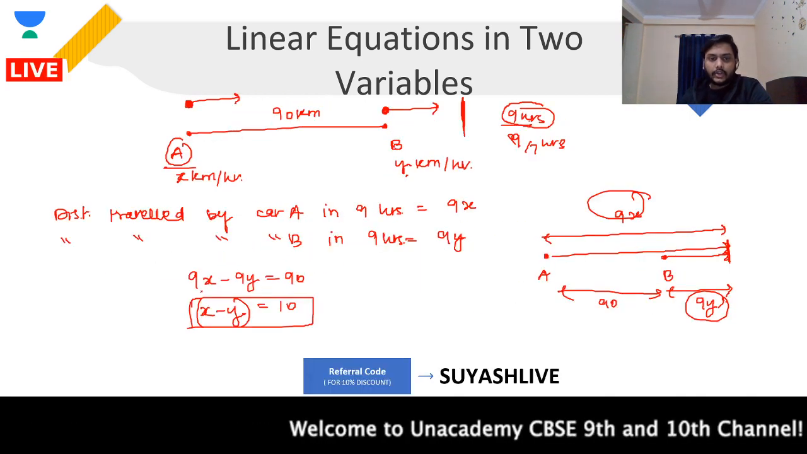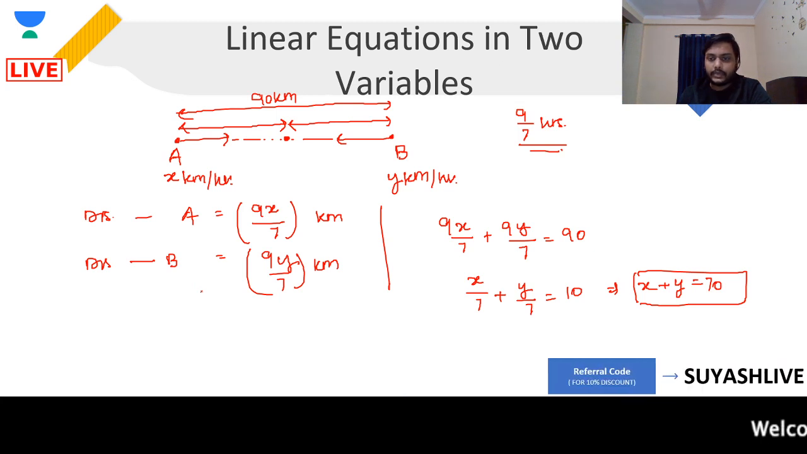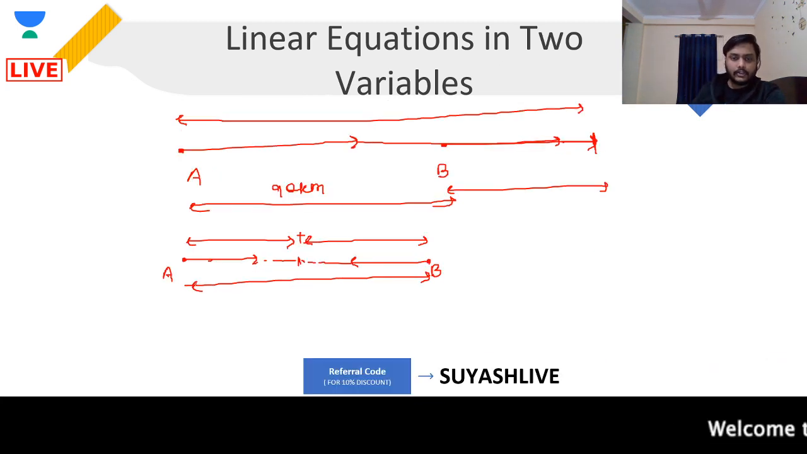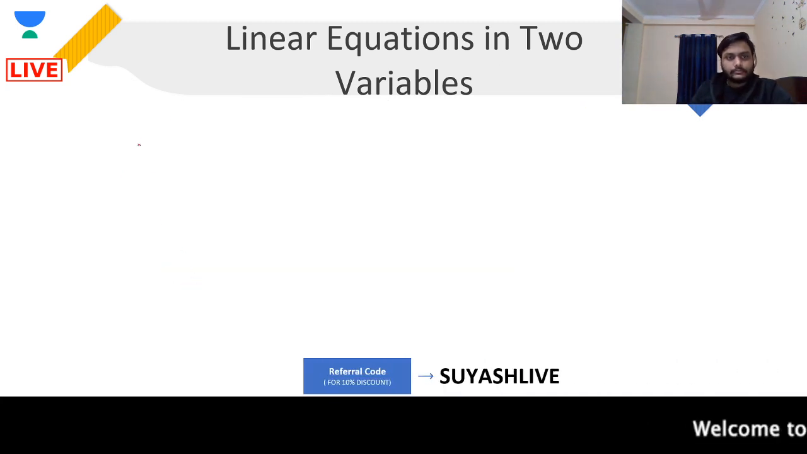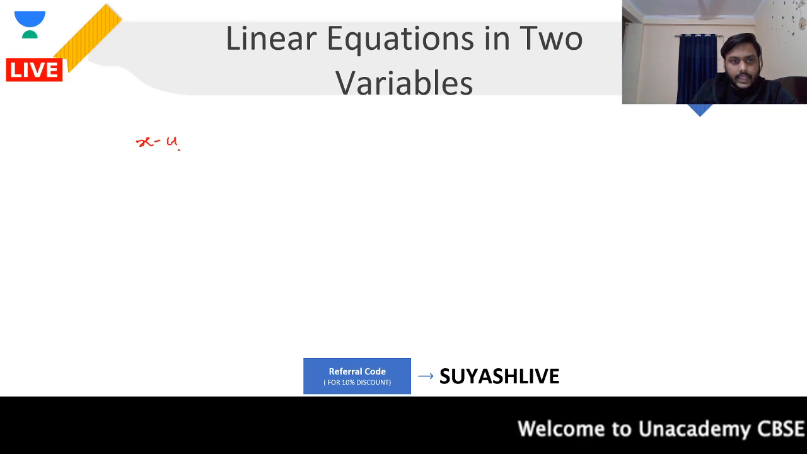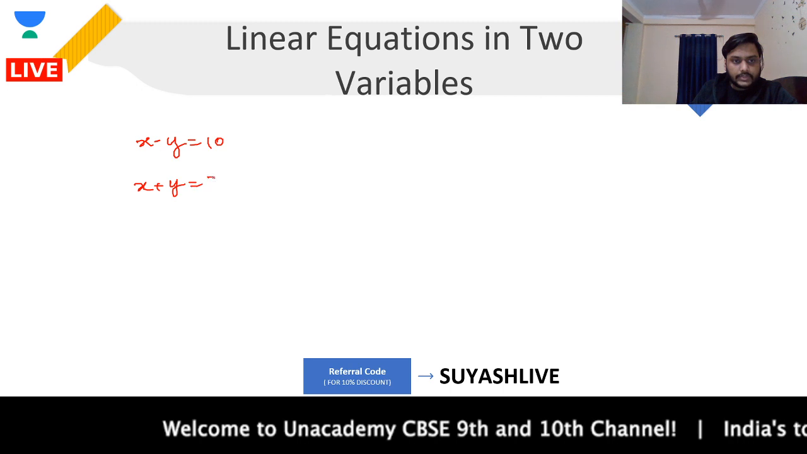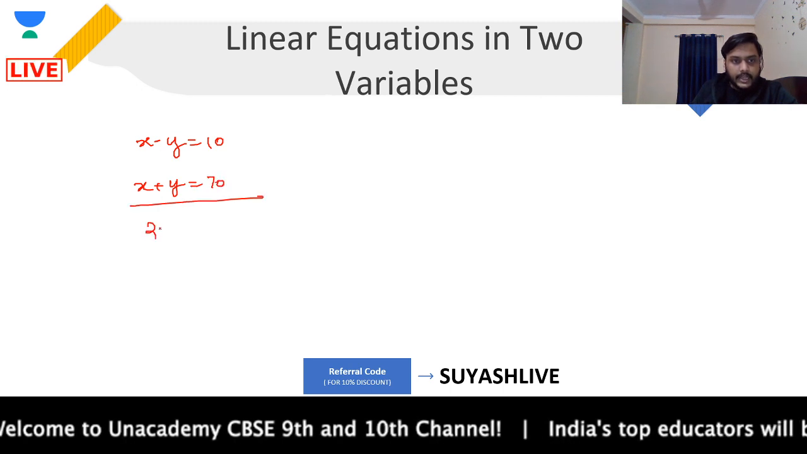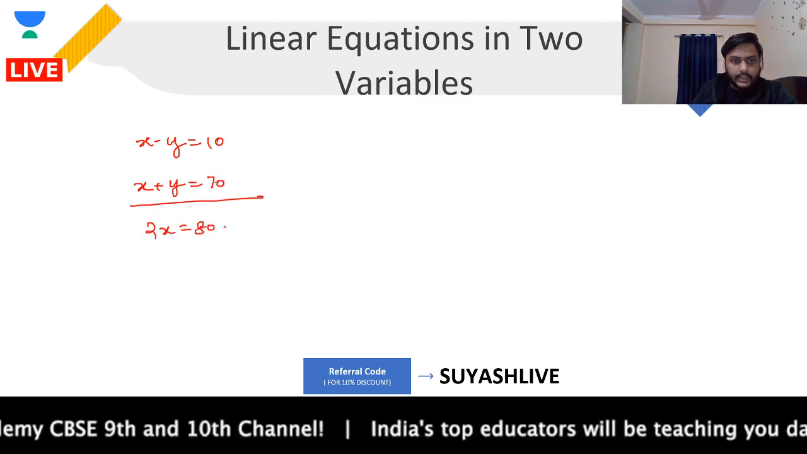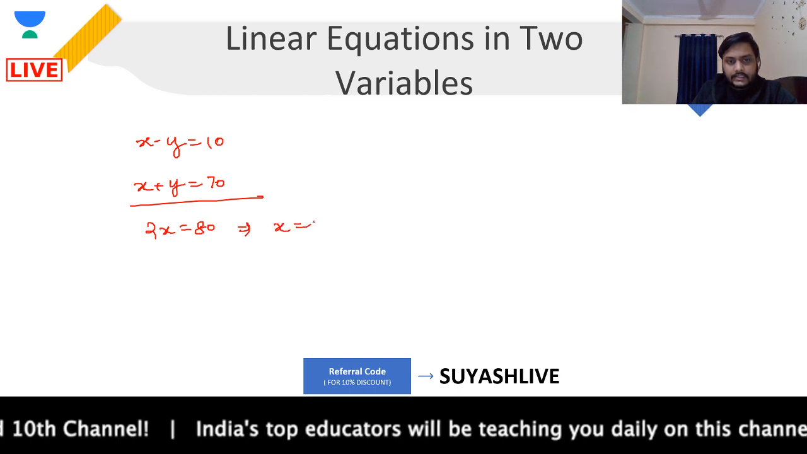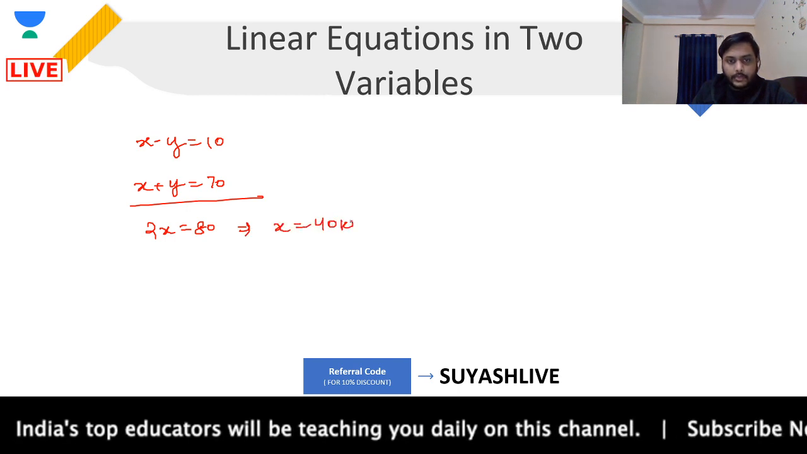Using them I got two equations, x minus y is equal to 10 and x plus y is equal to 70. Let's solve them. So I have x minus y is equal to 10 and x plus y is equal to 70. I can add them and I will be getting 2x is equal to 80. This will give me what, guys? x is equal to 40 kilometer per hour.